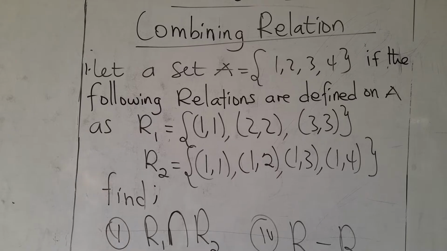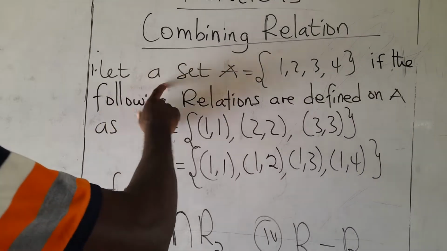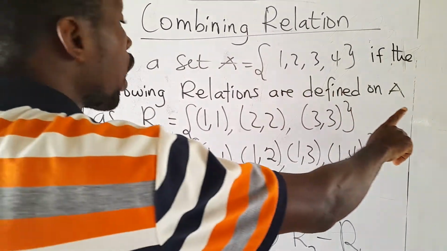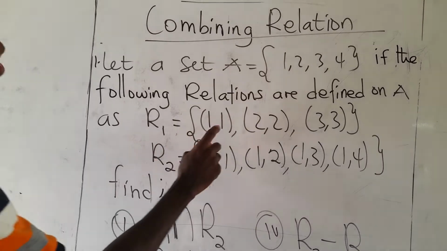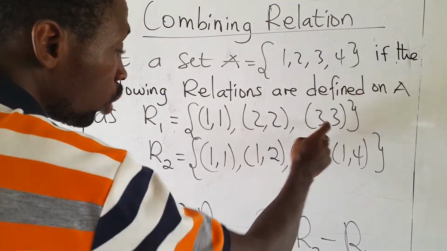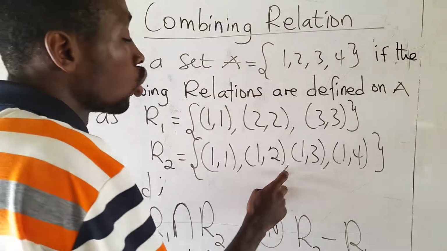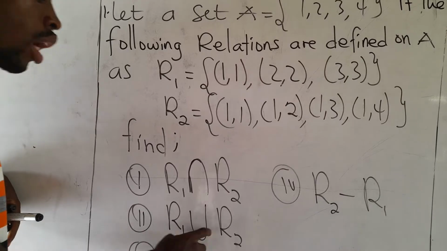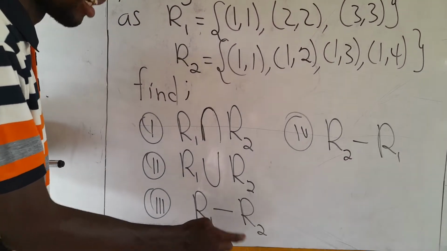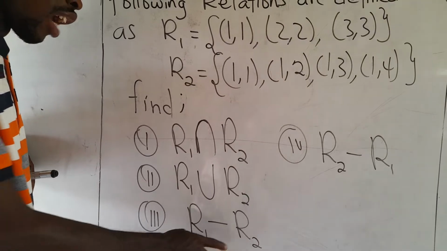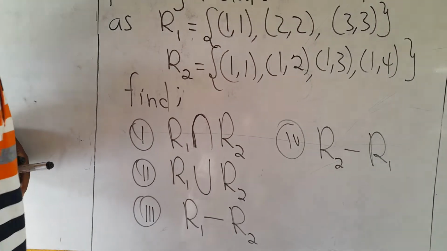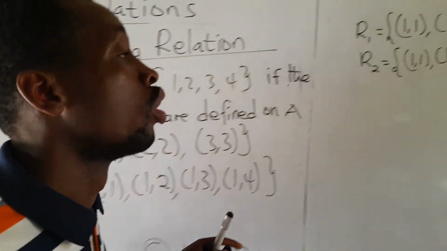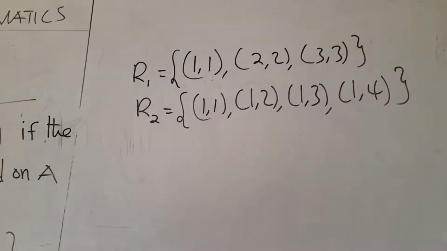So we solve our first question on combining relations. They say let set A be equal to {1, 2, 3, 4}. If the following relations are defined on A as R1 equal to {(1,1), (2,2), (3,3)}, and R2 is {(1,1), (1,2), (1,3), (1,4)}. They say find R1 intersection R2, R1 union R2, then R1 difference R2. This does not mean R1 minus R2, no. R1 difference R2, then R2 difference R1. Now how do we solve that? So we have our R1 as this and our R2 as that.